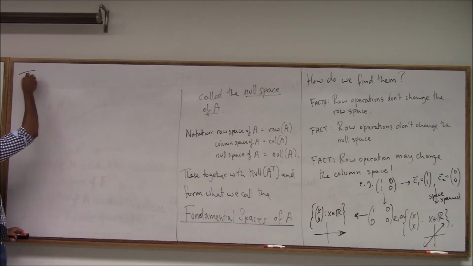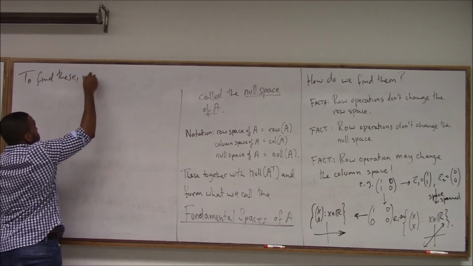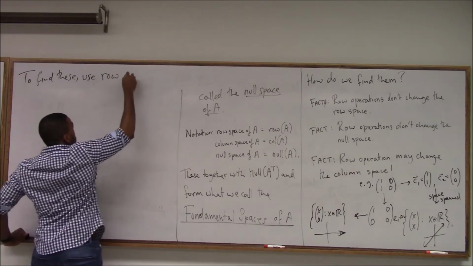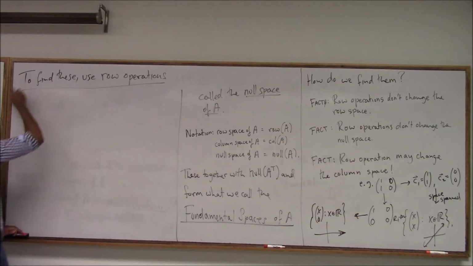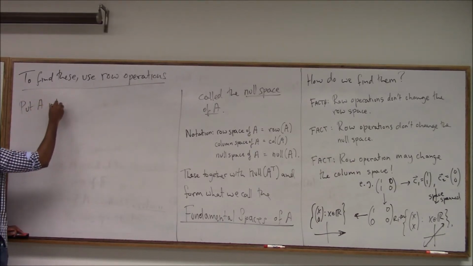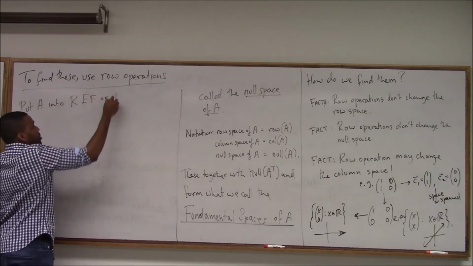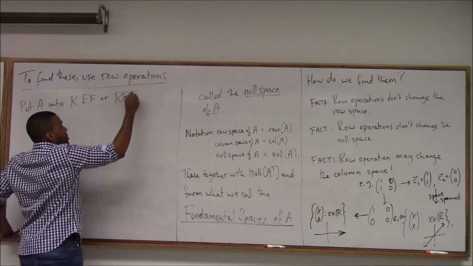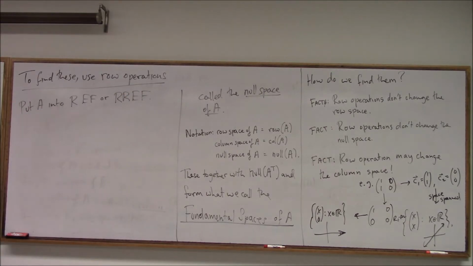Okay, so to find these, use row operations. That's what we're going to do, but we're going to be careful with the column space. So put A into row echelon form or reduced row echelon form, either one will work. And so here's how we find it.